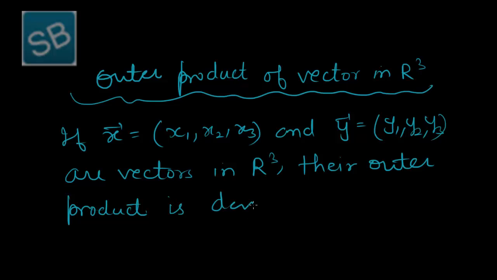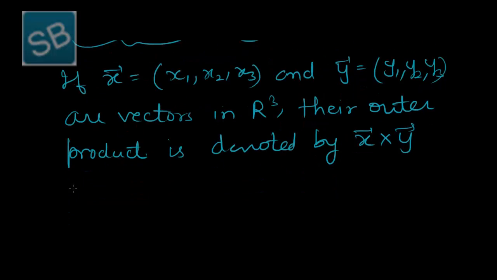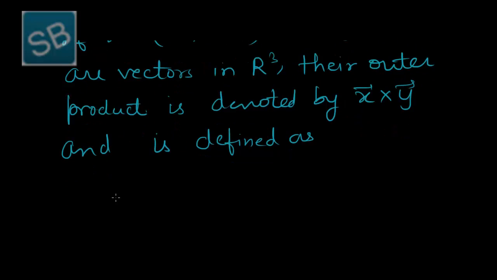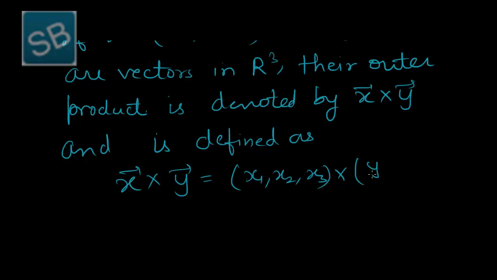is denoted by vector x cross vector y and is defined as: vector x cross vector y is equal to (x1, x2, x3) cross (y1, y2, y3).